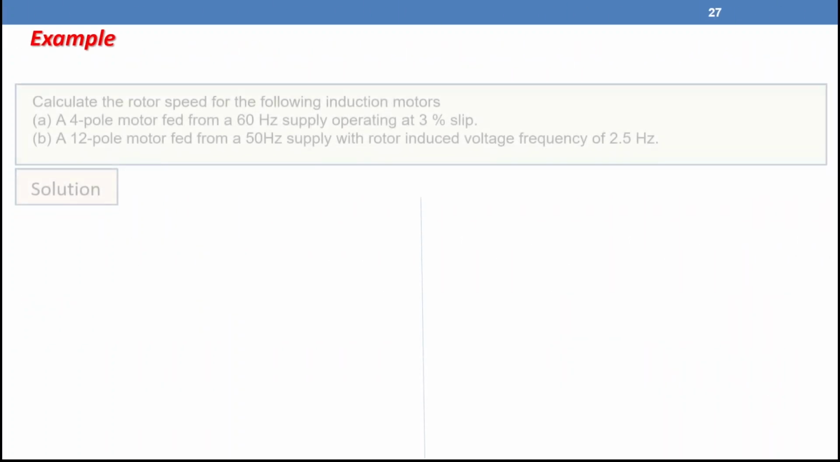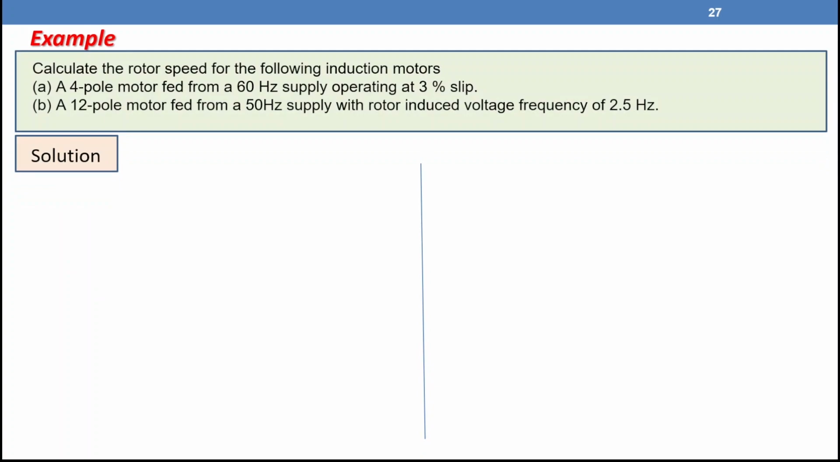Example. Calculate the rotor speed for the following induction motors. Part A: a 4-pole motor fed from a 60 hertz supply operating at 3% slip. Part B: a 12-pole motor fed from a 50 hertz supply with rotor induced voltage frequency of 2.5 hertz. So let's start with part A.